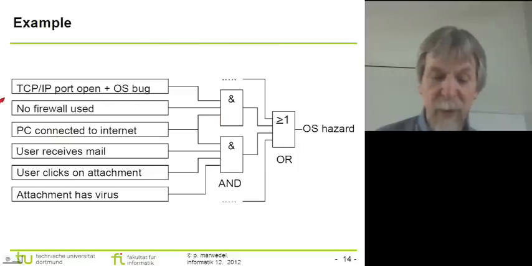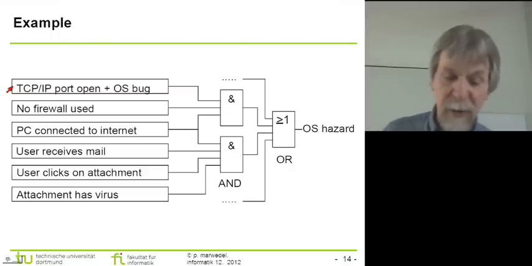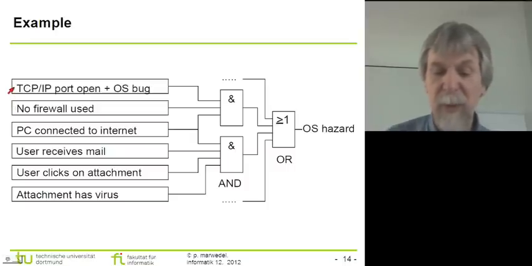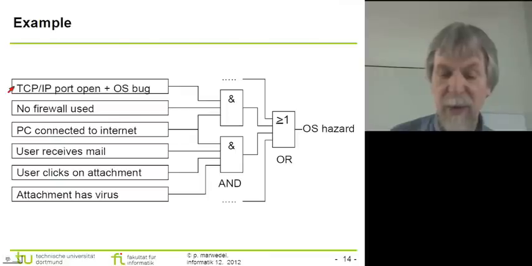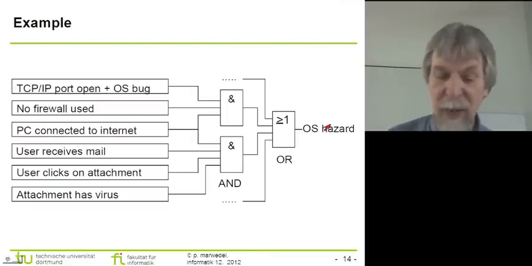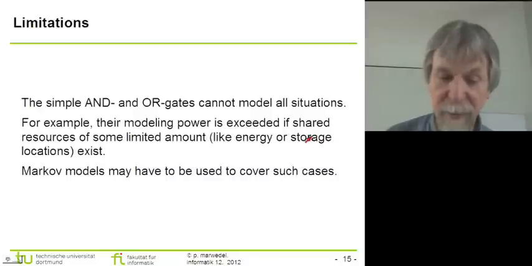So, for example, if in a PC which is connected to the internet, we are not using a firewall, and there is an open TCP/IP port, and there is a bug in the operating system, then it can happen that we do have a hazard there in the operating system. And also, if the user receives email and the user clicks on the attachment and the attachment has a virus, then we can have a hazard there in the operating system.